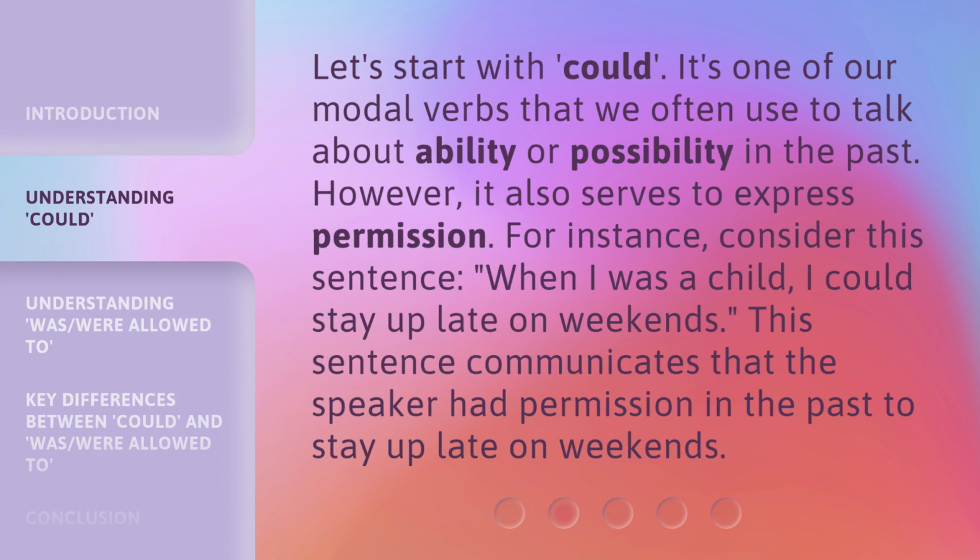Let's start with could. It's one of our modal verbs that we often use to talk about ability or possibility in the past. However, it also serves to express permission. For instance, consider this sentence: when I was a child, I could stay up late on weekends. This sentence communicates that the speaker had permission in the past to stay up late on weekends.